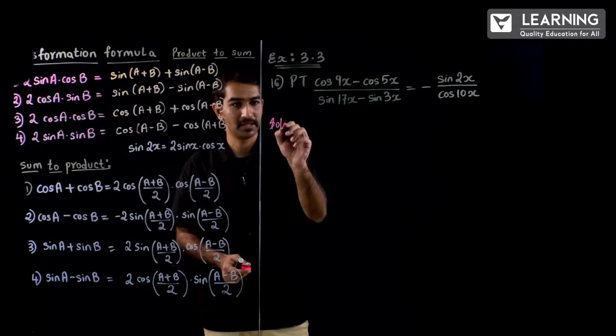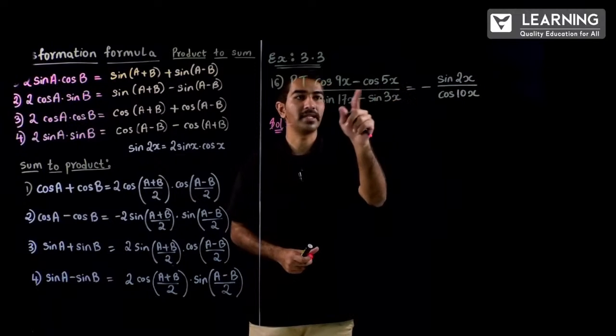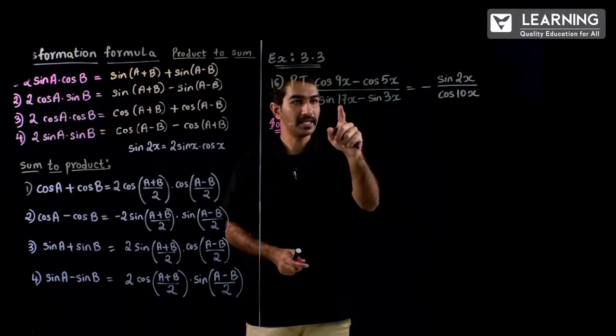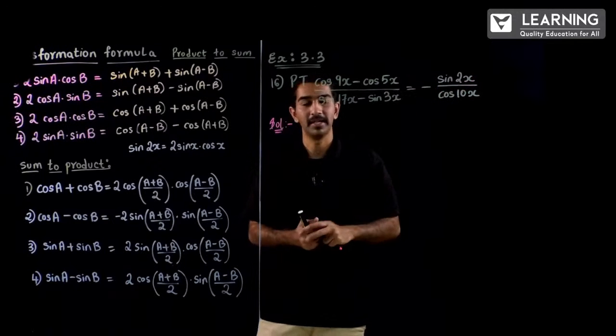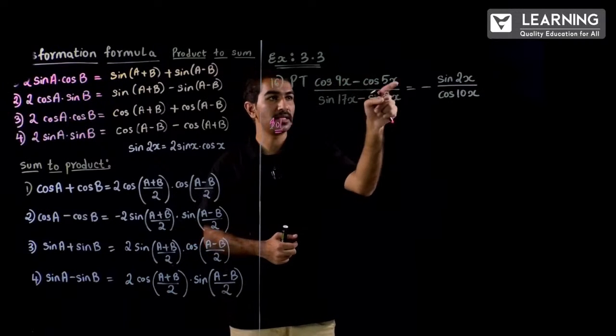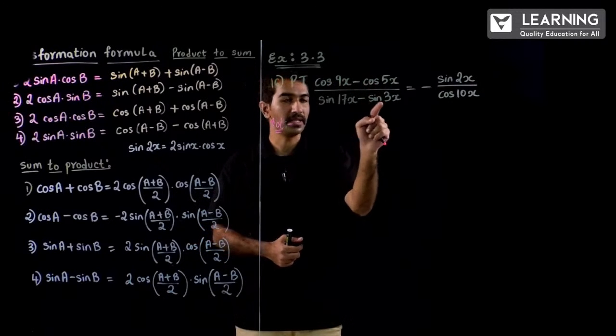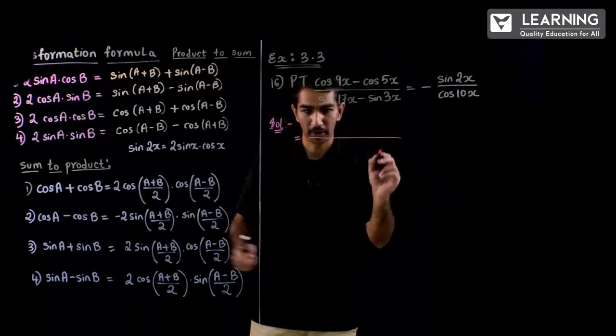We'll write the solution first. So read the problem now. Prove that cos 9x minus cos 5x the whole divided by sin 17x minus sin 3x is equal to, we have to prove the right hand side. So we'll take the left hand side. Which form, students? This is in which form? Cos A minus cos B. This is in which form? Sin A minus sin B. So we'll directly write this ratio by using the formula.